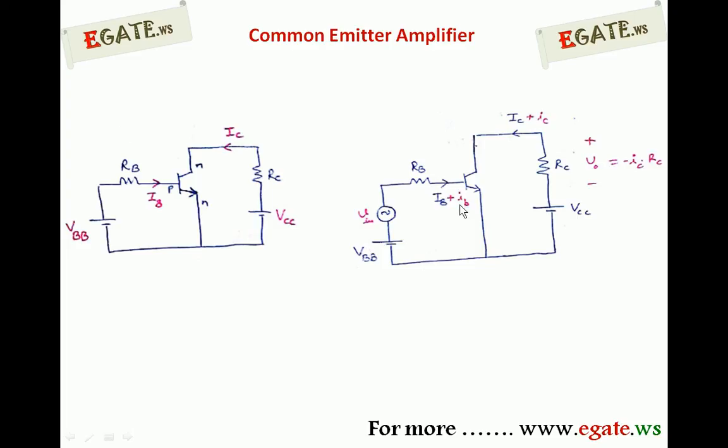Because of the small IB, this will be amplified by beta times, and that results in a small change in the collector current, that is plus IC, and that will make the voltage across this RC change by minus IC times RC.